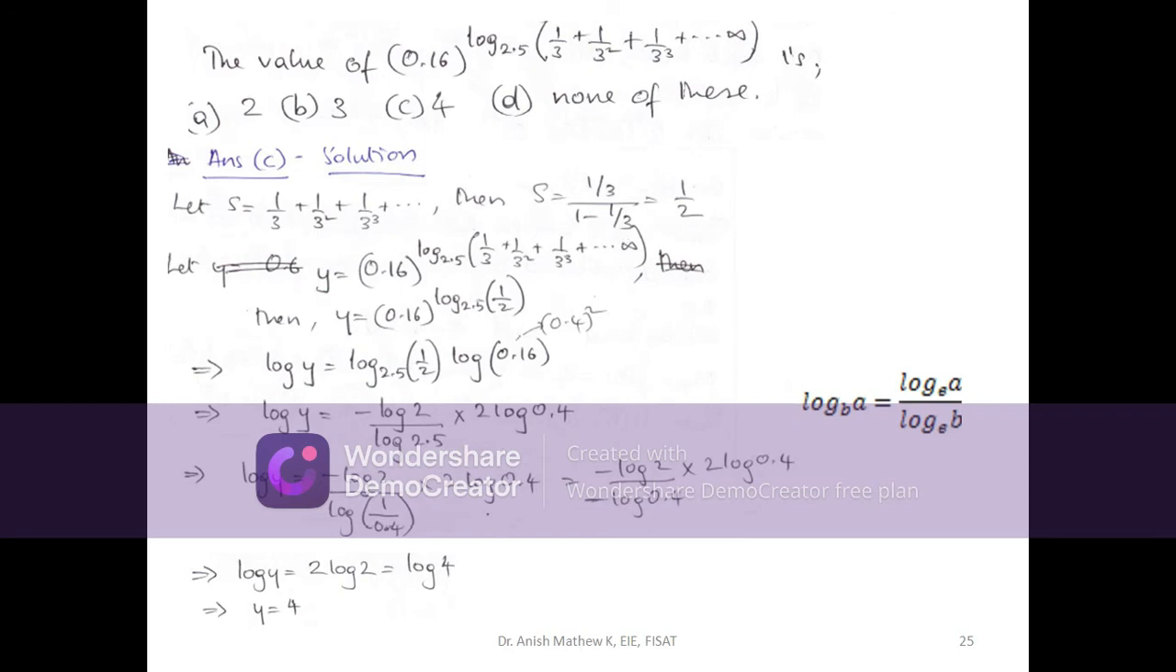The value of 0.16 raised to logarithm to the base 2.5 of (1/3 + 1/3² + 1/3³ + etc.) to infinity is: option A, 2; option B, 3; option C, 4; option D, none of these. So the answer is option C, that is 4.